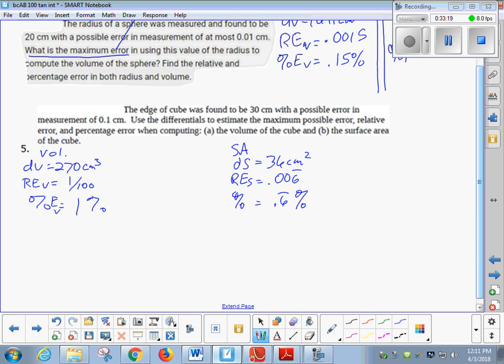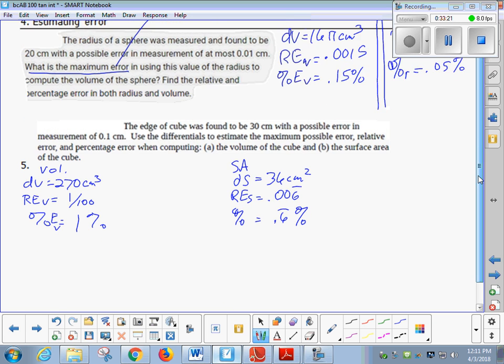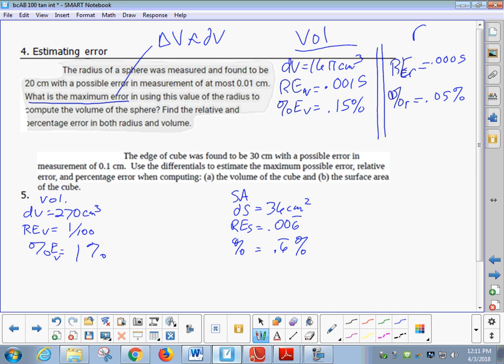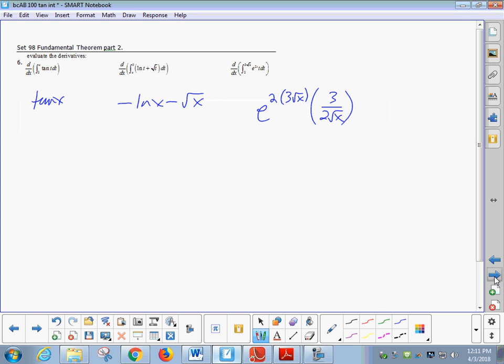Yes? Sure. Yes? This is the volume part, this is the radius part. Pretty cool? Sure. Okay. These are probably pretty okay.